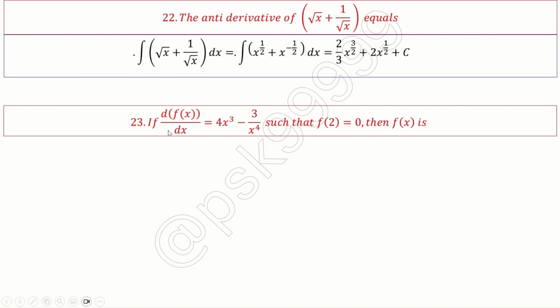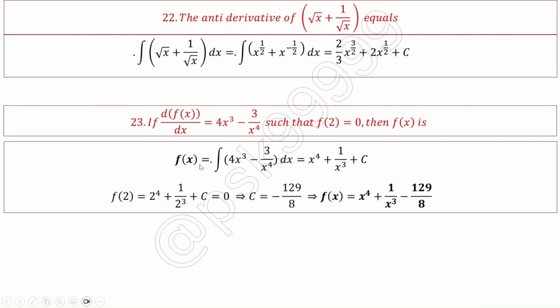Okay, now if d of f of x by dx equals 4x cube minus 3 by x to the power of 4, such that f of 2 equals 0, then what is f of x? So differentiation of f of x is this value, and I need to get f of x. F of x is nothing but integration of this value. Correct? F of x is equal to integration of 4x cube minus 3 by x to the power of 4 with respect to x, which is nothing but x to the power of 4 plus 1 by x cube plus c. Okay, so this is my f of x.